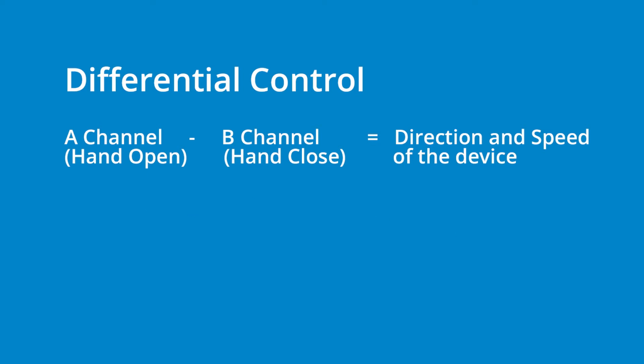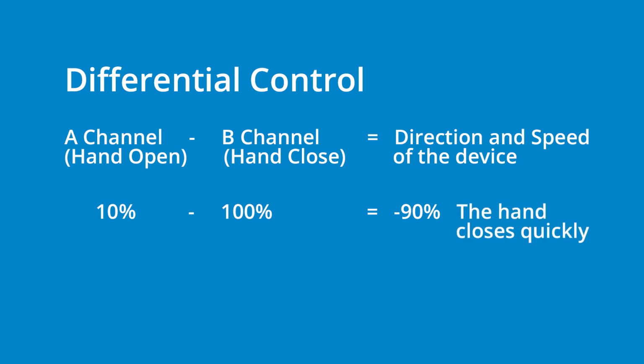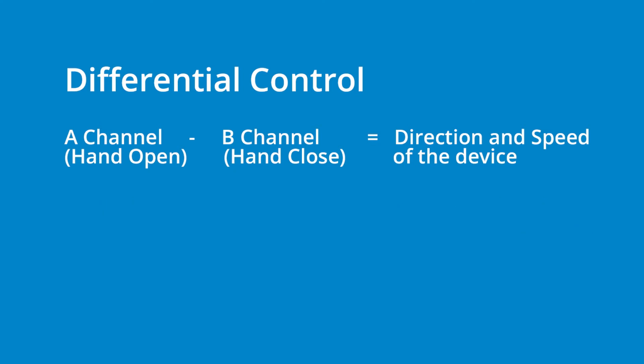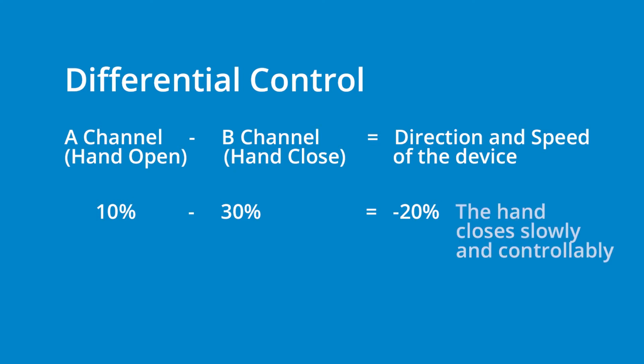Conversely, if the patient fires the wrist flexors, A channel is then 10% and B channel is now 100%. The result is negative 90. The hand closes quickly. If the patient is trying to gently grasp an object, A is 10% and B is 30%. The result is negative 20 and the hand closes slowly and controllably.